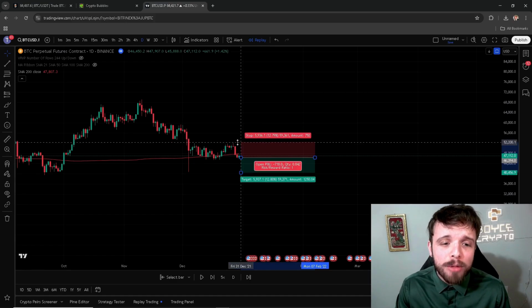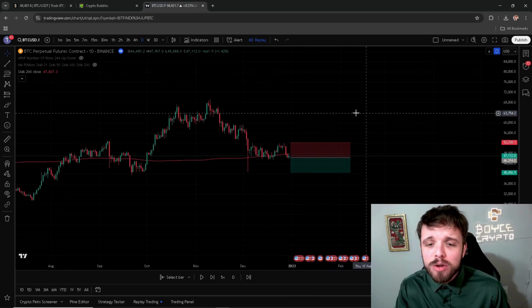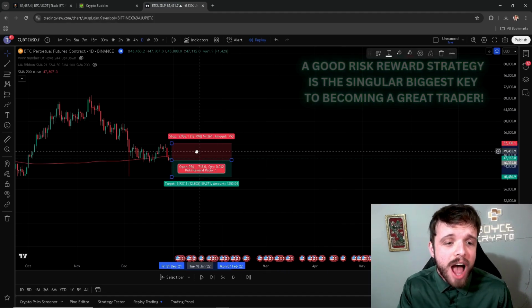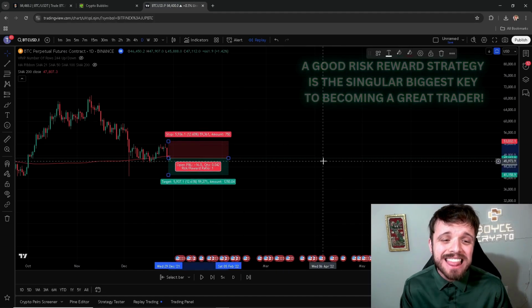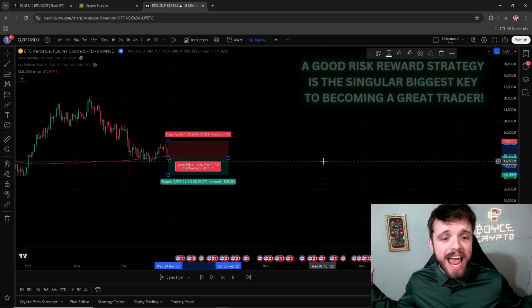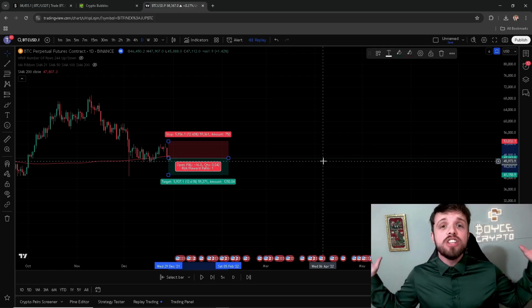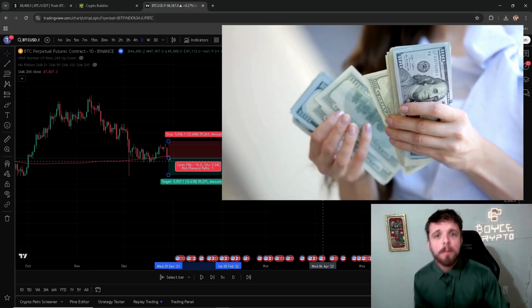So you put your stop loss above the recent high, and a lot of traders like to go for 2-to-1, 3-to-1 risk reward scenarios. I really like the 2-to-1, at least for whatever you're doing in any kind of trading situation, because then you only need to win 50% of your trades to be a massively profitable trader.